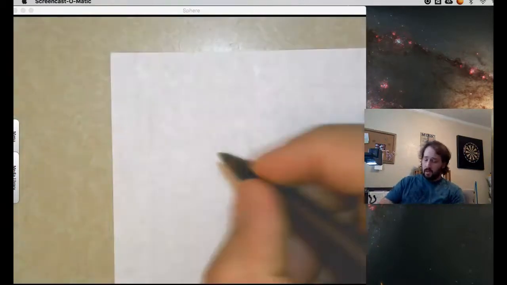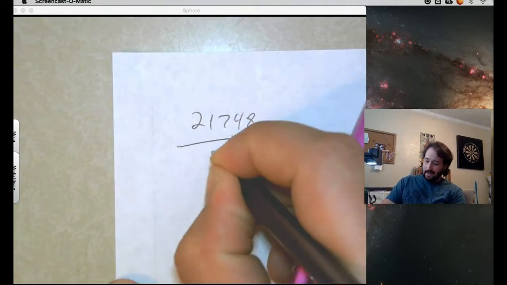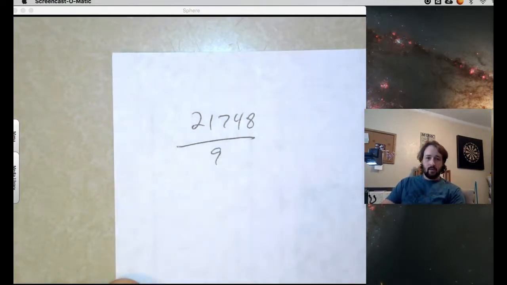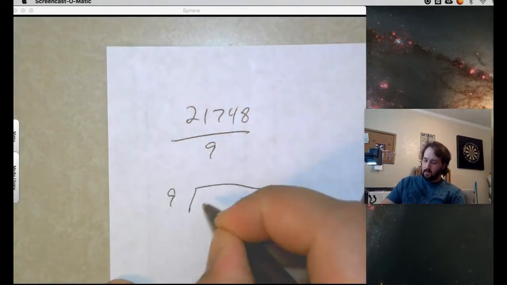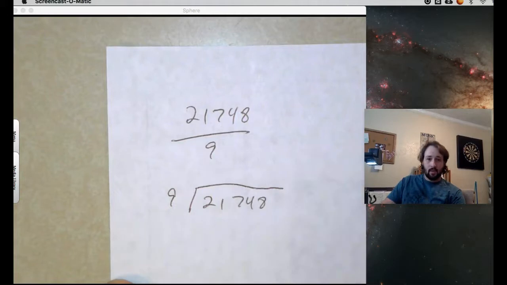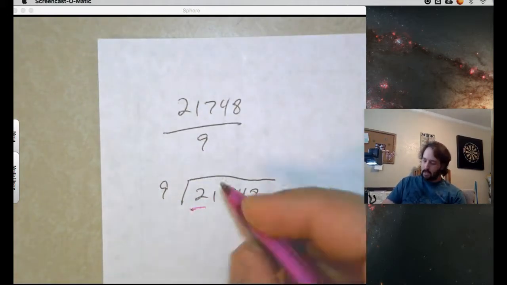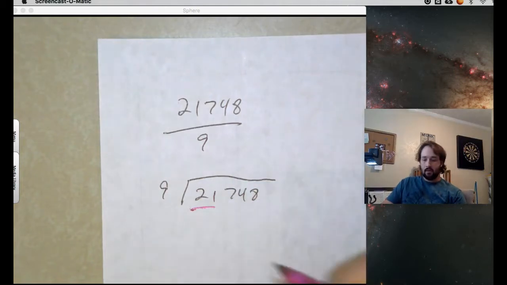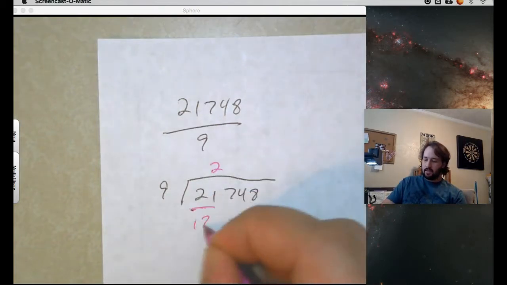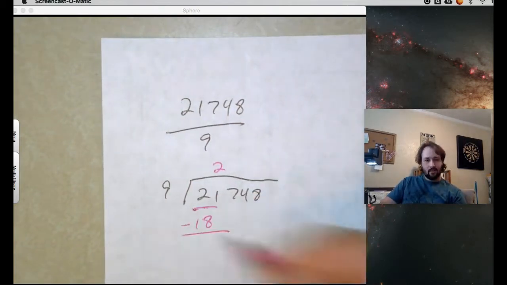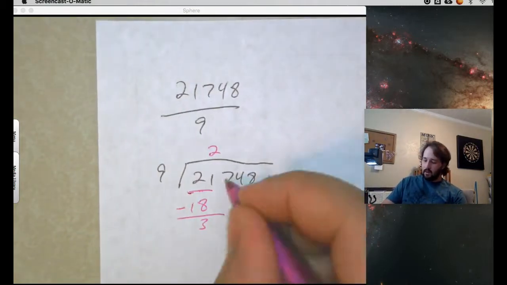All right, so if we had like 2,174,8 divided by 9, you would take this 9 and divide it into 2,1748. The first thing you would do is say, well, does 9 go into 2? It doesn't. How many times does 9 go into 21 then? Well, 9 goes into 21 2 times, so you would do 2 times 9 is 18, and you would subtract that number. So we'd have 21 minus 18 would be 3, and then we'd carry down the next term.